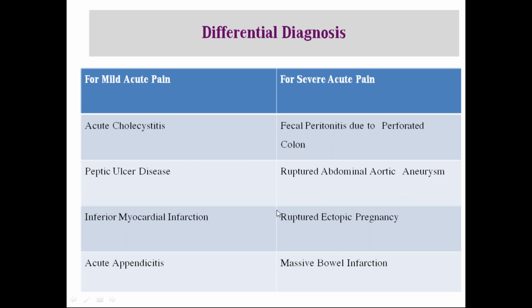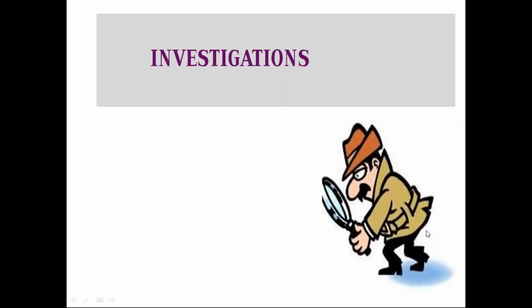And in the case of females in the fertile age group, one of the important differential diagnoses you need to look for is ruptured ectopic pregnancy. So for any reproductive age group female coming to the casualty, you need to ask about the last menstrual period and rule out whether she is pregnant or not. And in rare cases, massive bowel infarction, which is an abdominal catastrophe.